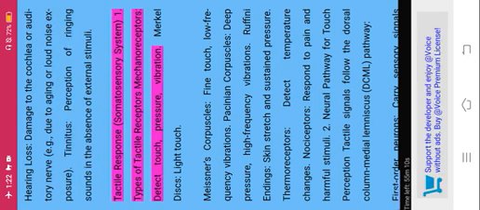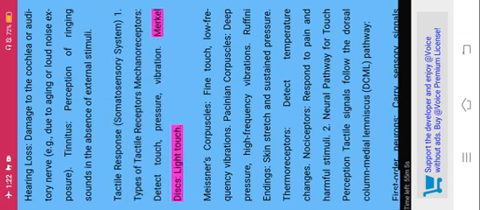Tactile response, somatosensory system. 1. Types of tactile receptors. Mechanoreceptors, detect touch, pressure, vibration. Merkel discs, light touch. Meissner's corpuscles, fine touch, low frequency vibrations.